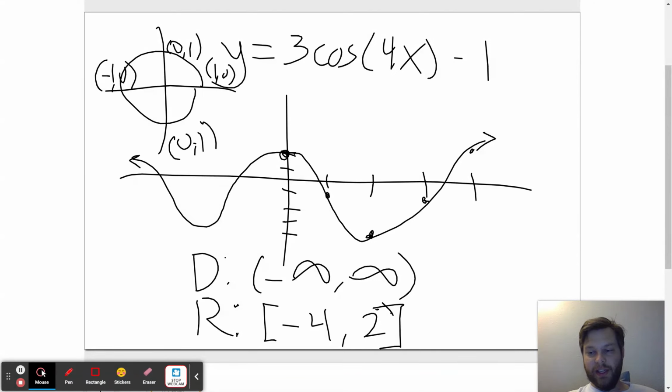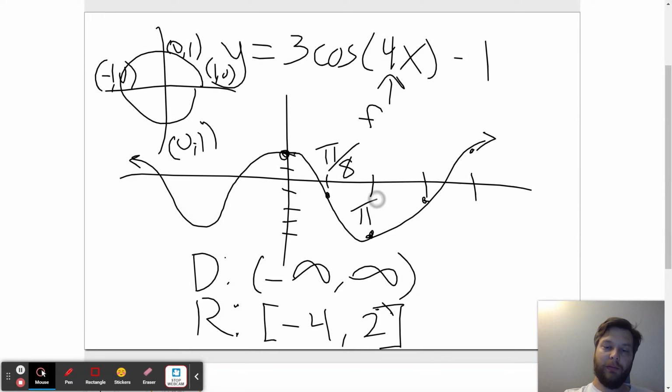Now, the last thing I kind of just cheated with is I didn't even worry about the 4x, but what does the 4 do? That's a frequency. The frequency means that we actually do 4 cycles within 2 pi. It's going 4 times as fast. So normally this would be pi over 2, but we are going 4 times as fast. So instead of pi over 2, I have pi over 8.